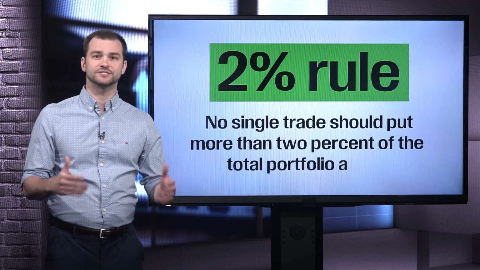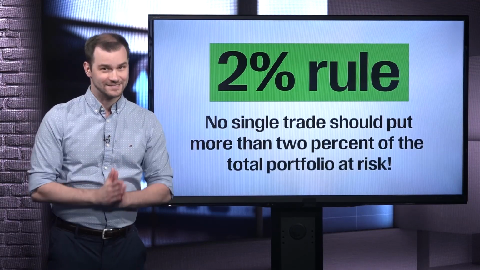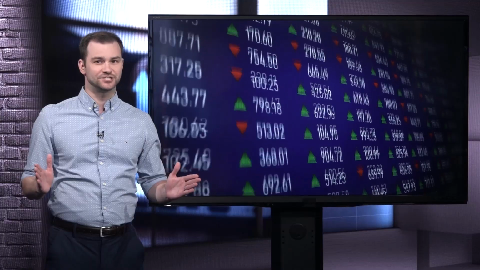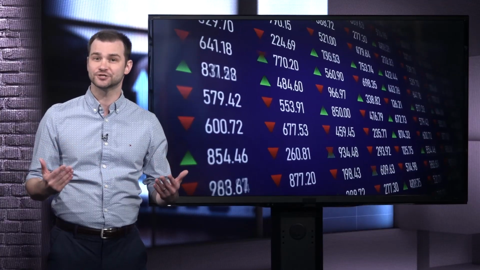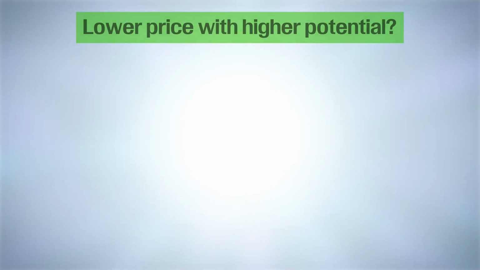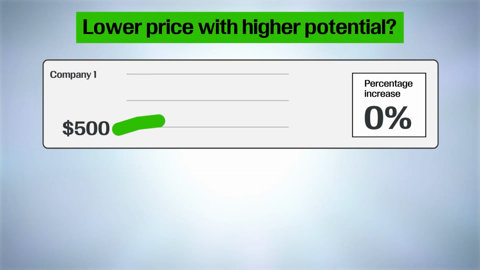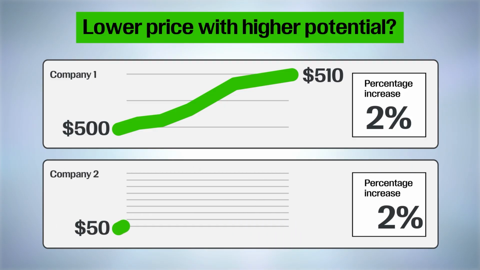A second tip is to choose your underlying stocks wisely. Yes, it can be tempting to chase trends and hyped up stocks, but lower price stocks often have higher potential for large percentage moves. For example, a $500 stock rising $10, that's a 2% gain. But a $50 stock rising $10, that's a 20% gain.